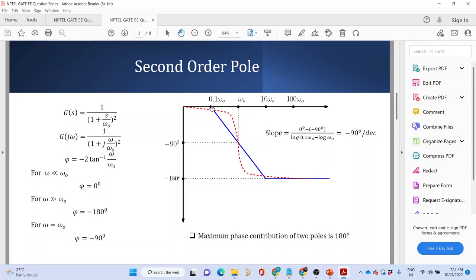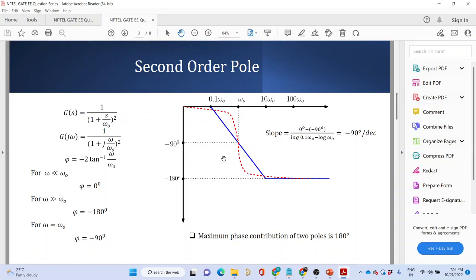What I'm asking is, when zeta is less than 1, when it is an underdamped system, would there be any changes in this phase plot? You are saying it is slope. Now my question is, what do you think? Will this slope be greater than minus 90 degree per decade or would it be less than minus 90 degree per decade? Greater than minus 90 degree. Greater than minus 90 degree. Why are you saying it is greater than?